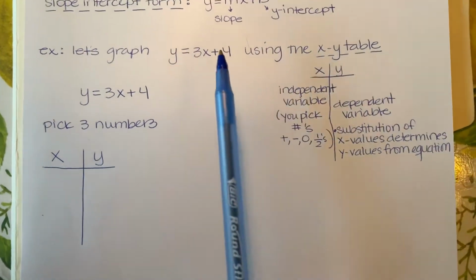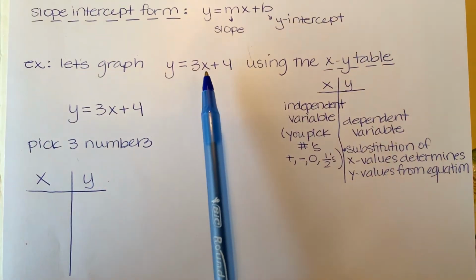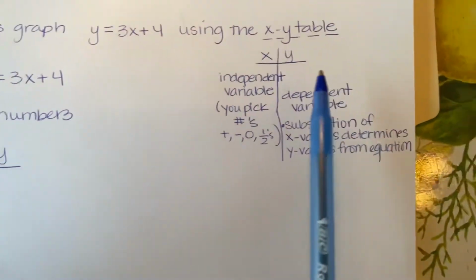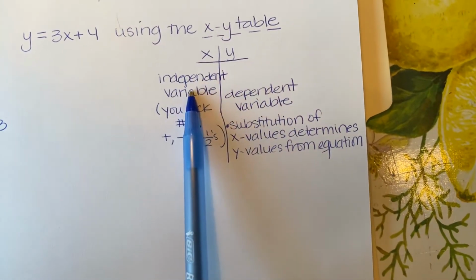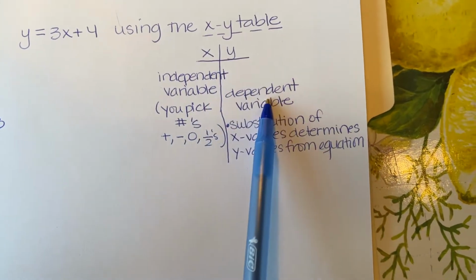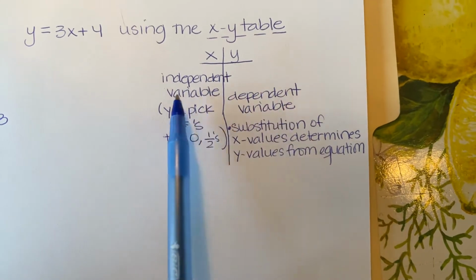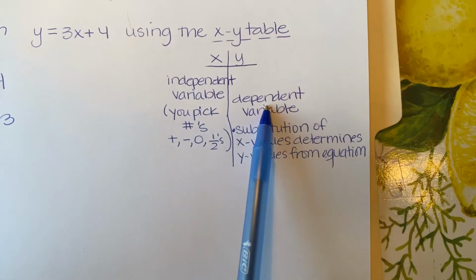Okay, so we're going to graph this line y equals 3x plus 4. We're going to use an XY table. Your x is the independent variable. Your y is the dependent variable. Okay, why is x independent and y dependent?